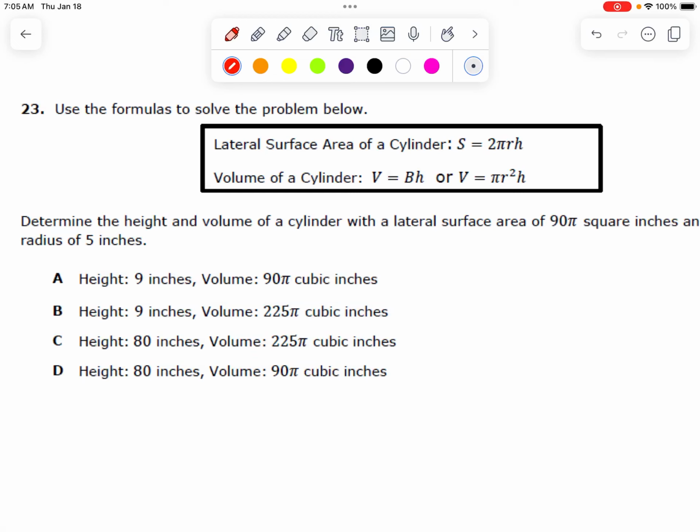Okay, we have a surface area and volume problem here. Let's take a look at what we have. We have two formulas right here that we're going to use in just a second. We have the lateral surface area of a cylinder, and we have the volume of a cylinder. So let's go ahead and draw our cylinder here.